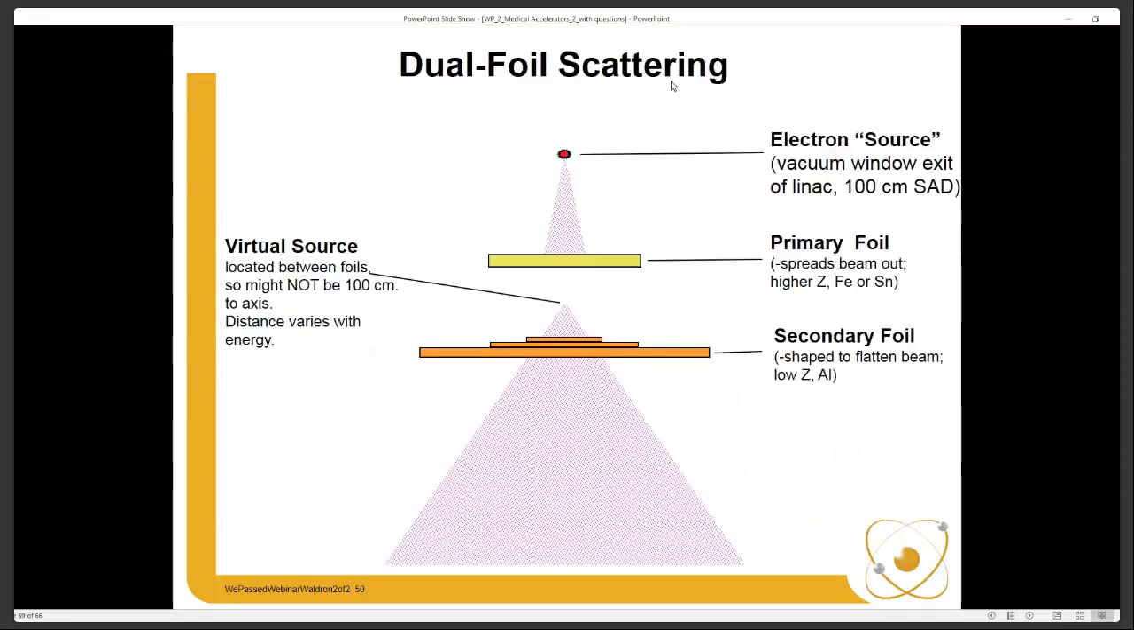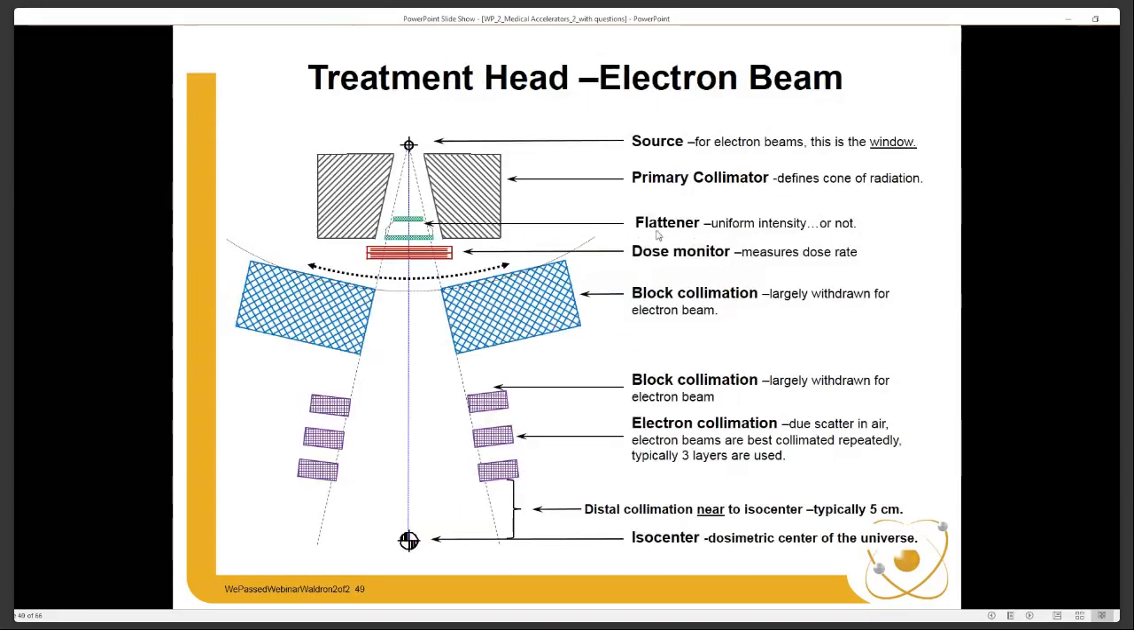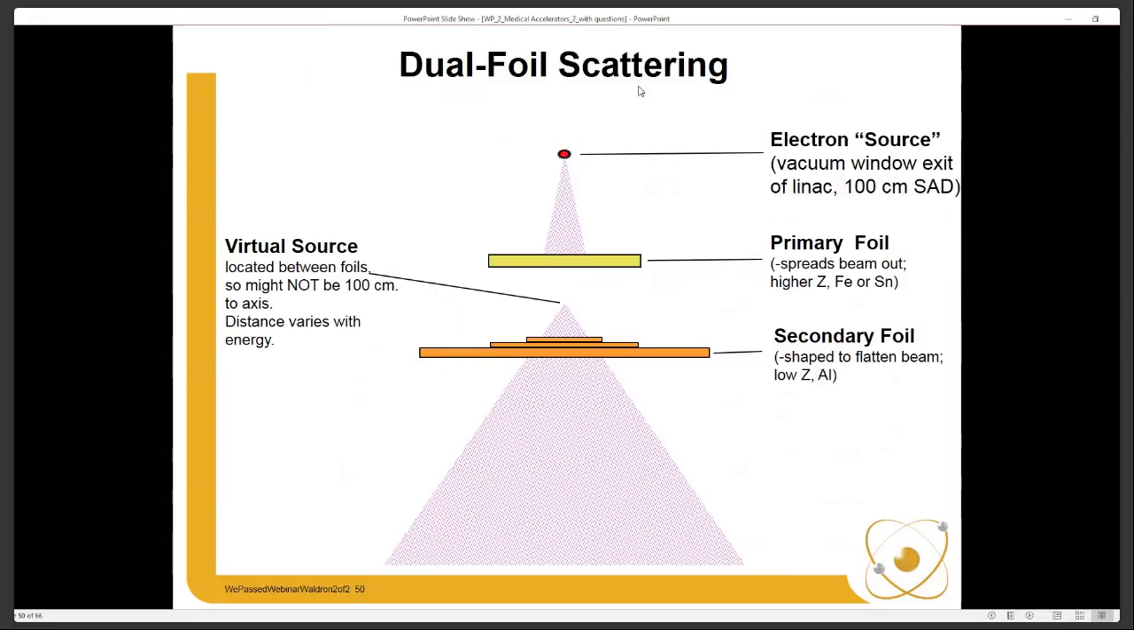the dual foil scattering, which is our method of flattening the beam. Most of our modern linear accelerators that are used in medicine use dual foil scattering. Dual foil scattering is two sets of foils placed in the beam. The first foil is usually higher Z relative to the second foil. It spreads the beam out. Okay, it gives us some beam spread. The second foil is usually shaped and is usually a low Z material, often aluminum, and it will often have a wedding cake shape. It behaves almost like a flattening filter in a photon beam, but these work primarily by scattering, whereas for a photon beam, a flattening filter works primarily through absorption.